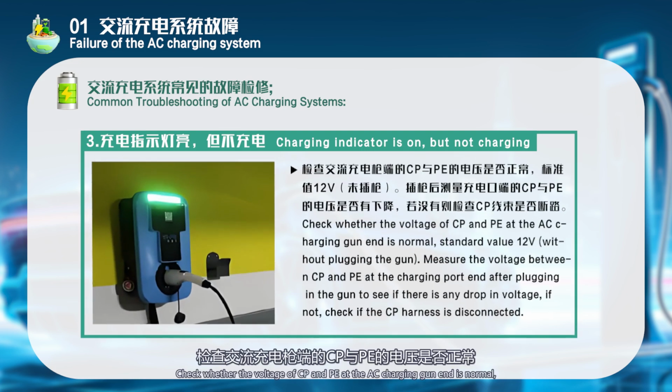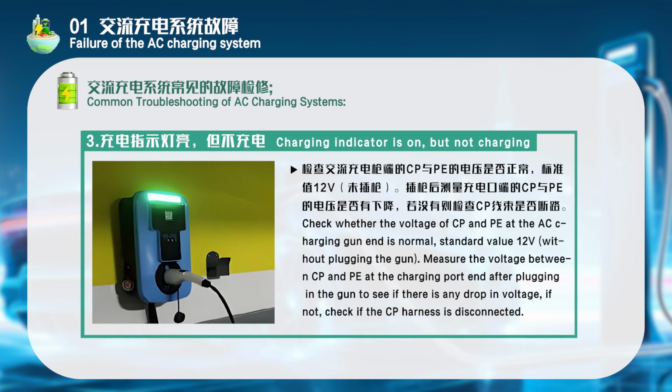3. Charging indicator is on, but not charging. Check whether the voltage of CP and PE at the AC charging gun end is normal. Standard value 12 volts without plugging the gun. Measure the voltage between CP and PE at the charging port end after plugging in the gun to see if there is any drop in voltage. If not, check if the CP harness is disconnected.